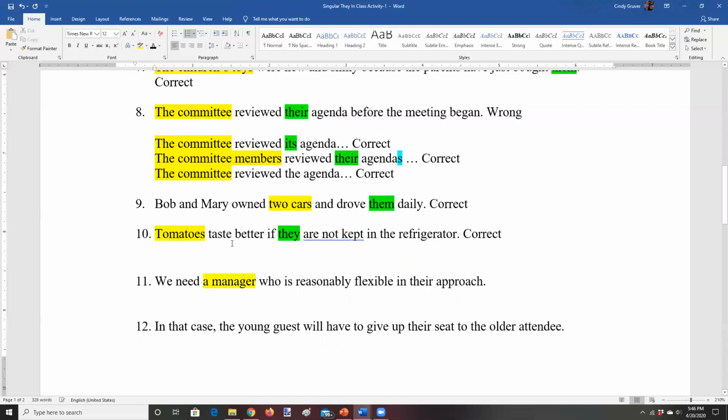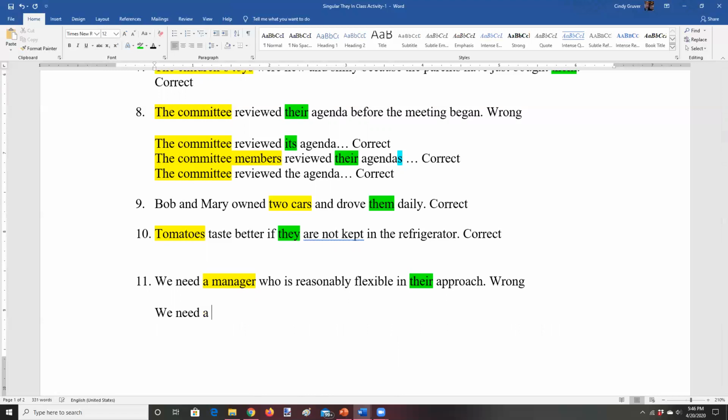We need a manager. So it's singular, no S at the end, who is reasonably flexible in their approach. This is a plural, so we know this doesn't work. Now, again, what the writer or speaker is pointing out is that the manager doesn't have to be a woman and doesn't have to be a man. It could be either gender.